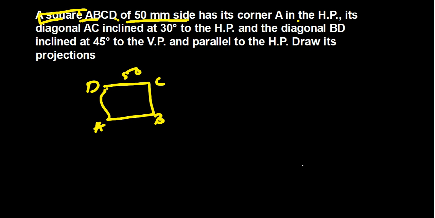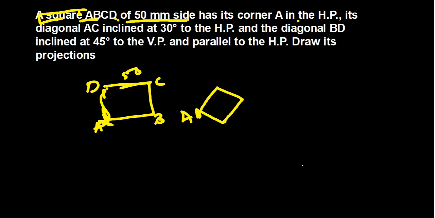So one of its corner, let that corner A be in the HP. Okay, so it's on HP means the entire body is on the HP, but one of its corner, so this corner is on the HP. So on the HP means you have to draw their top view like this. Okay, so one of its corner on the HP.